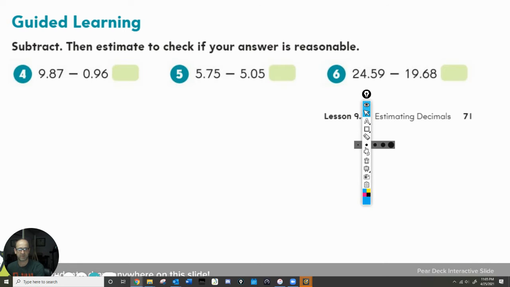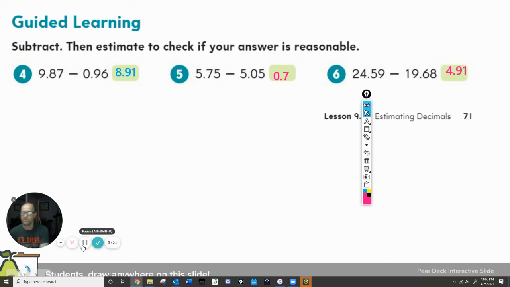All right, subtract, check, estimate. Pause me, and we'll check in 5 seconds. All right, amigos, did we get 8 9/100, 7 tenths, and 4 9/100? You should. This is about 10 minus 1, or 9. This is about 6 minus 5, or about 1. This is about 25 minus 20, which is about 5. All those answers perfectly reasonable.